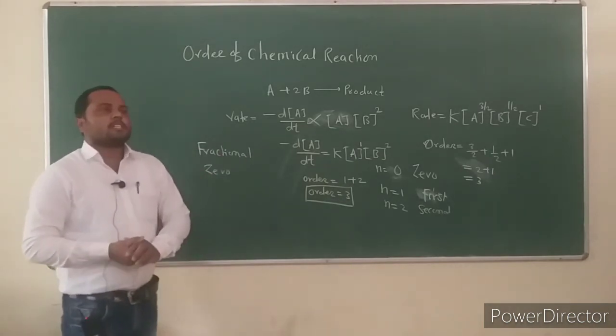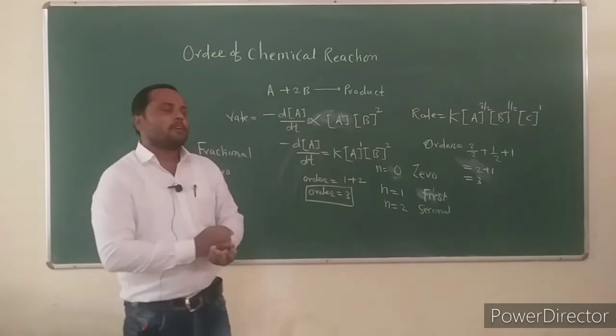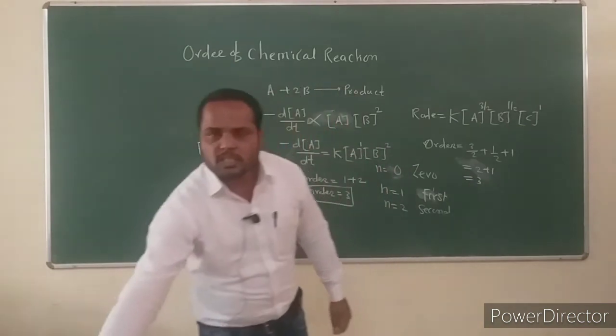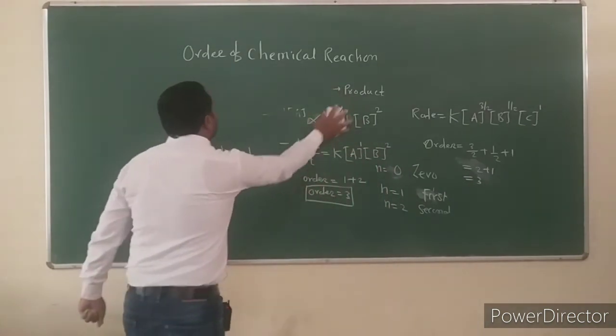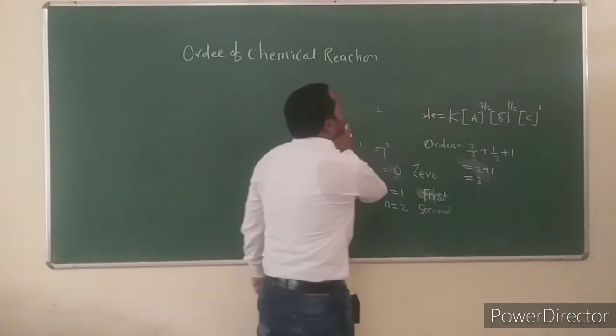In the rate equation, generally in order to determine the order of reaction, what type of concentrations generally occur in the rate equation? Which concentration is generally involved?